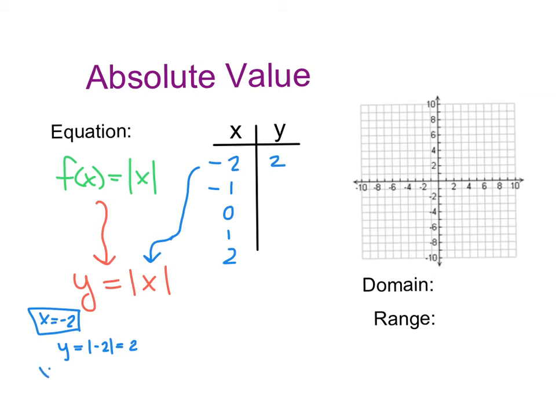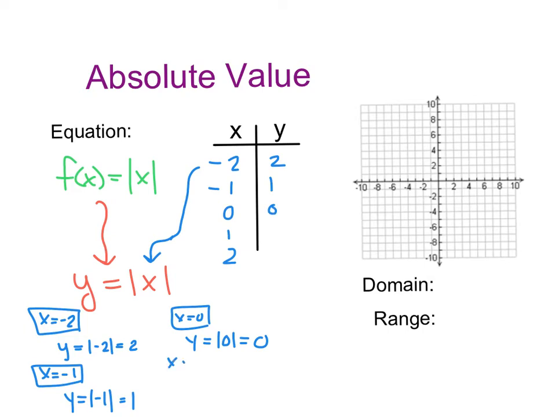Then from here we can do x is equal to negative 1. So again, we go y is equal to the absolute value of negative 1. And again, absolute value finds distance from 0. So this is going to be equal to 1 unit from 0. It turns it positive. Now when x is 0, we do y is equal to the absolute value of 0. Well, 0's distance from 0 is 0. Then we have x is equal to 1.